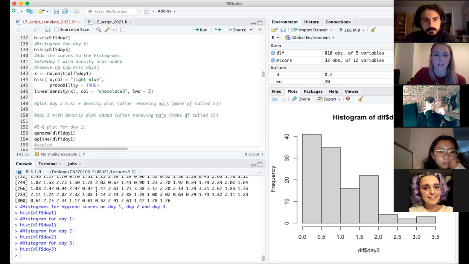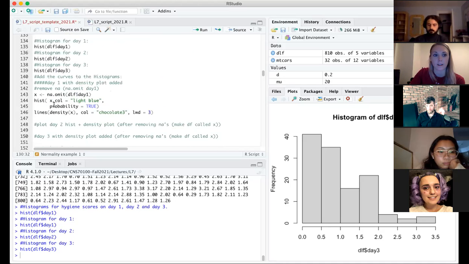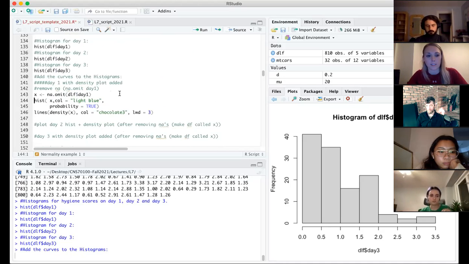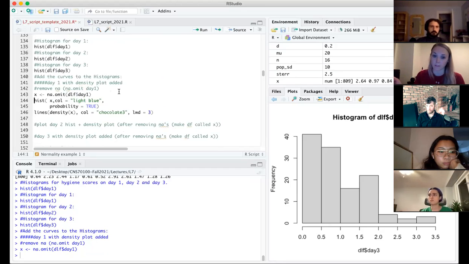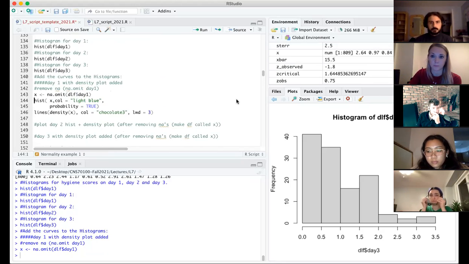This is for if there are any NAs in there, which we know there's at least one, right? Because we put that one in there. So I'm going to run this. That will delete that entire observation. Now notice, you see how we have 809 if you look over in your global environment here? But remember, up here we had 810. So all we did was remove the person that was an outlier.